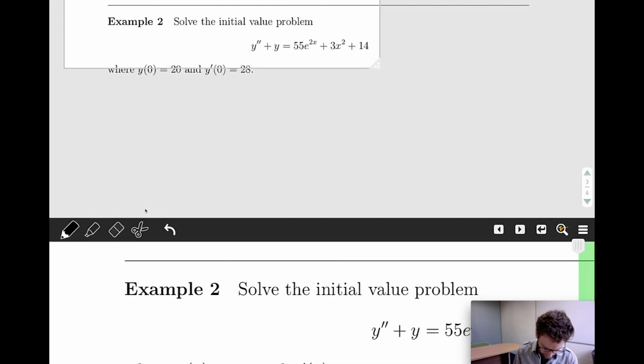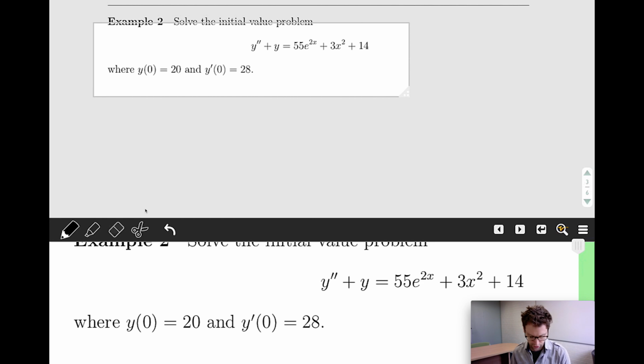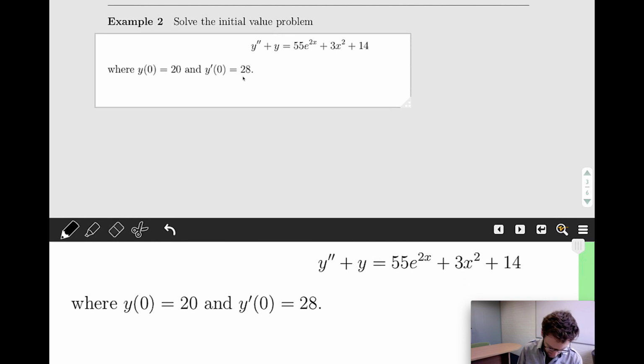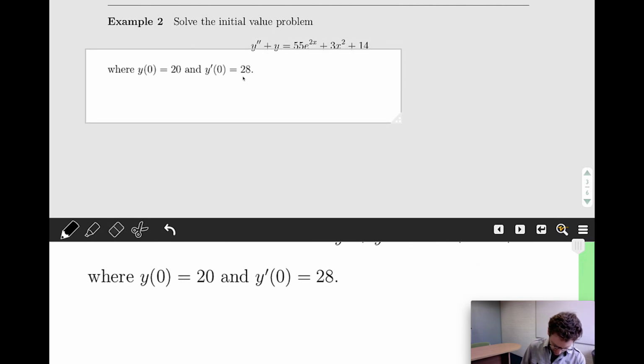So in this example, we've got another second order differential equation with the right-hand side equal to 55 e to the 2x plus 3x squared plus 14. So this is some sort of combination of exponentials and a quadratic expression. We're also given some initial conditions here, and we're going to use those to figure out what the constants of integration are. So as always, when we're forming our solution, we're going to form it in two pieces.